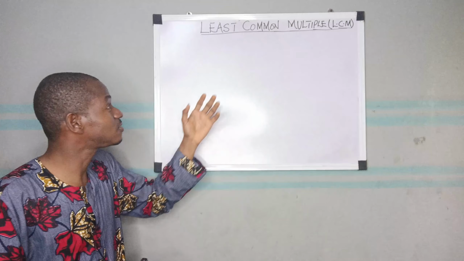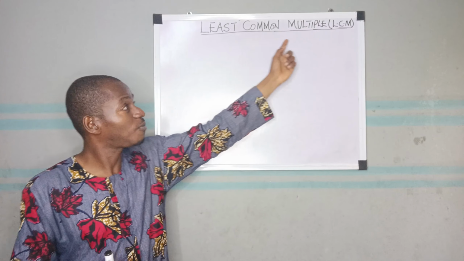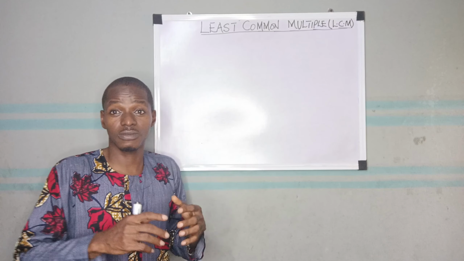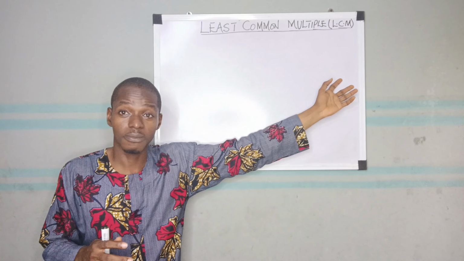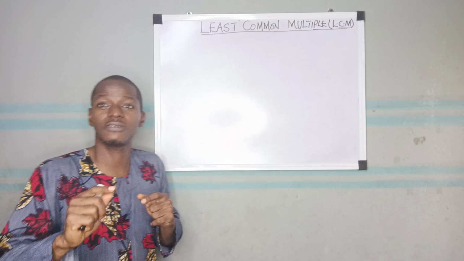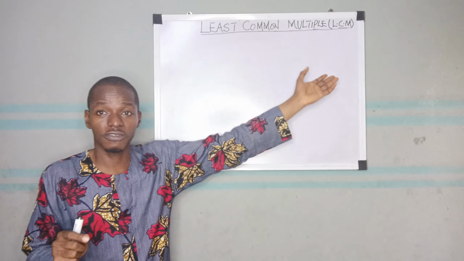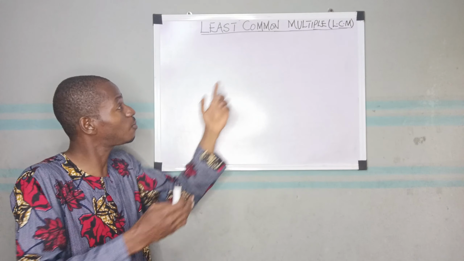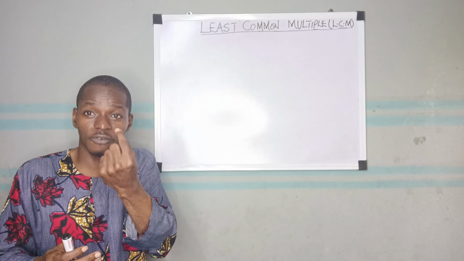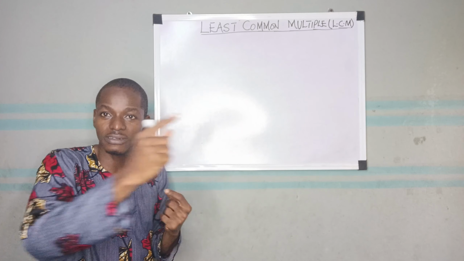Alright, today we'll be looking at the LCM. The LCM is an acronym for the least common multiple or lowest common multiple. And what do we mean when we say the lowest common multiple of a number? Now, the lowest common multiple of two or more numbers is the smallest number that is divisible by both of them. For example, if I say what is the lowest common multiple of 4 and 6, that means find the smallest number that 4 can divide and 6 can divide.